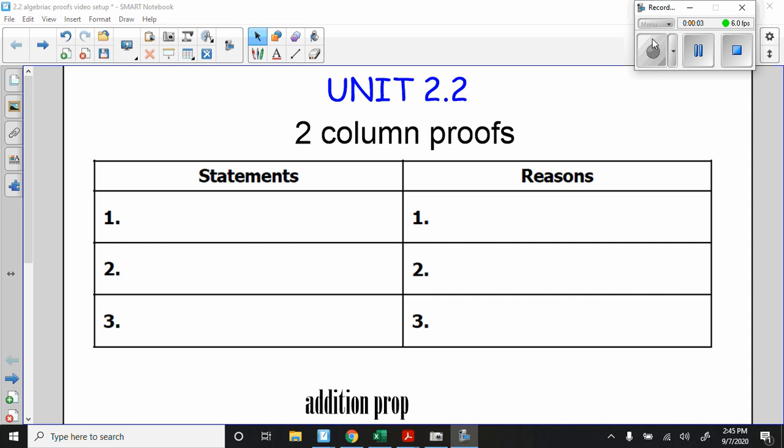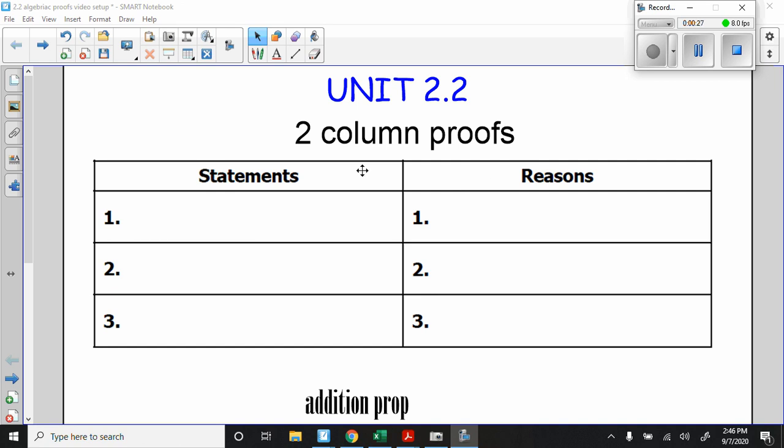Here is our Unit 2.2 two-column proof video. Now, up till now, you probably have not done a proof, so I'm going to try to make this as short and sweet as possible. Proofs can get crazy. Proofs can be pretty simple. It all depends on what type of problems you're working with.